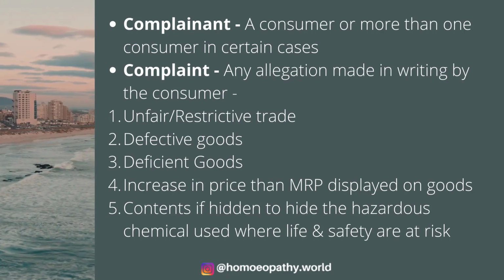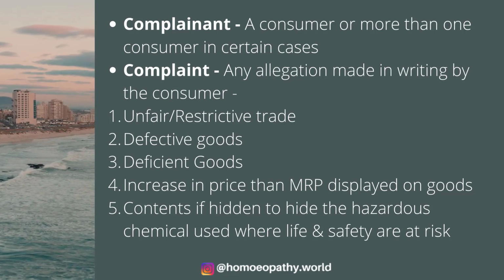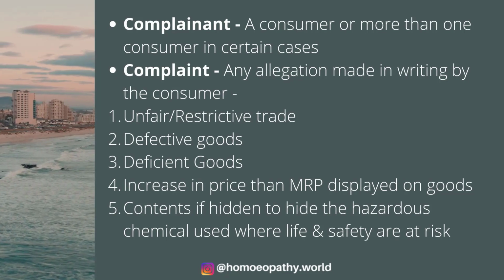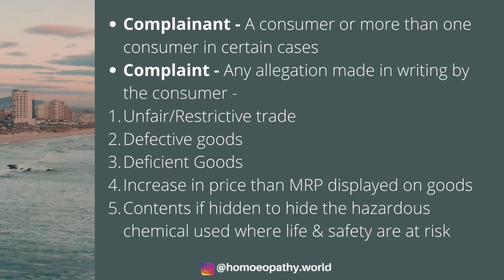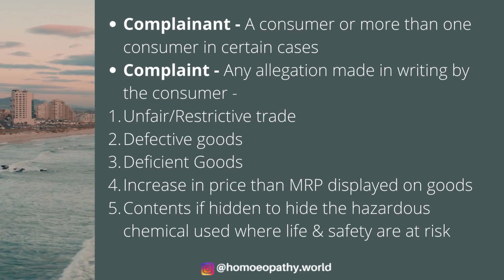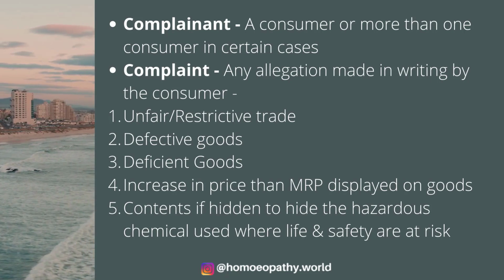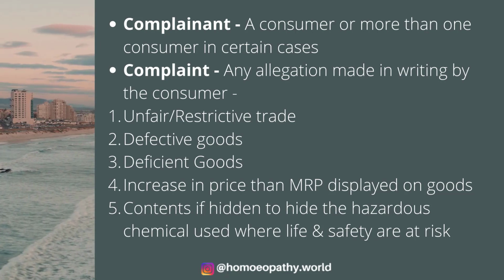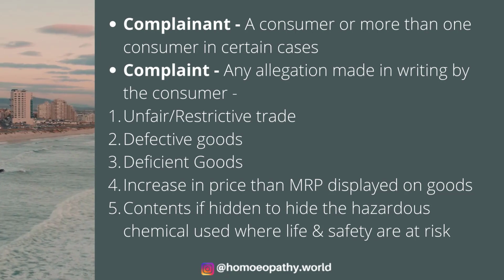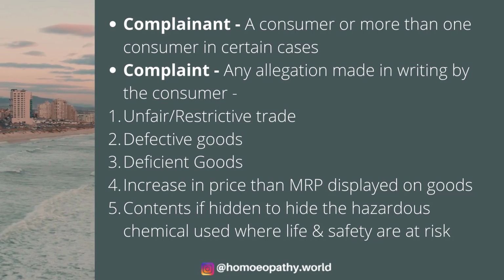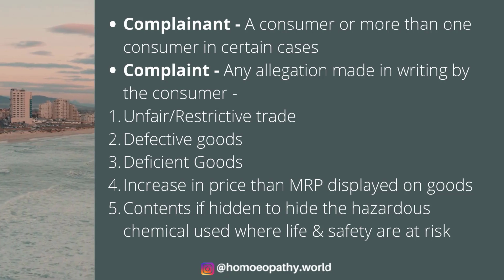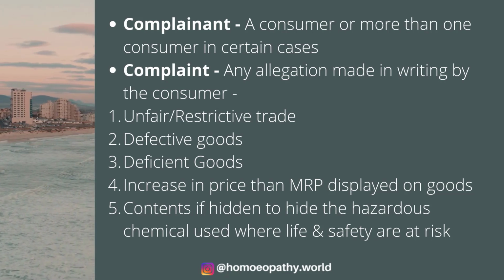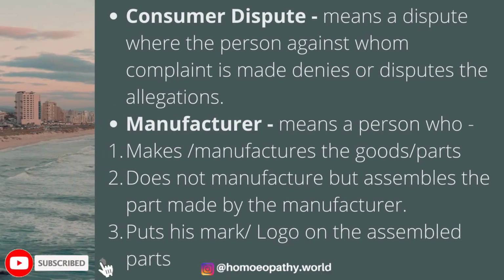Defective goods are goods which are not up to the mark. Deficient goods are goods which are less than what they are expected. For example, if somebody is buying 1 kg of oil but he gets half a kg or less than 1 kg, then that is supposed to be a deficient good. Also, an increase in price over the MRP displayed on the goods, and contents hidden to conceal hazardous chemicals used where life and safety are at risk. All these can become the basis of a complaint.